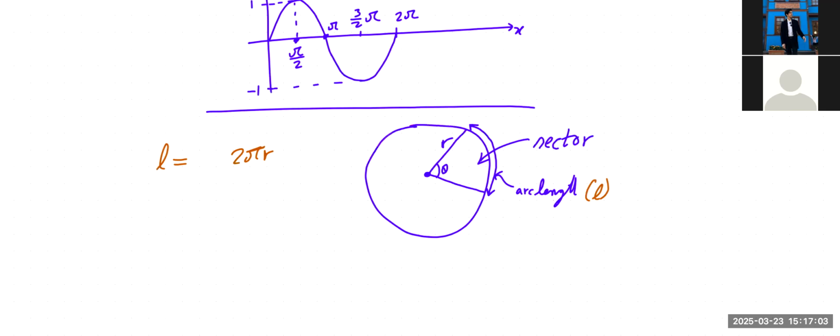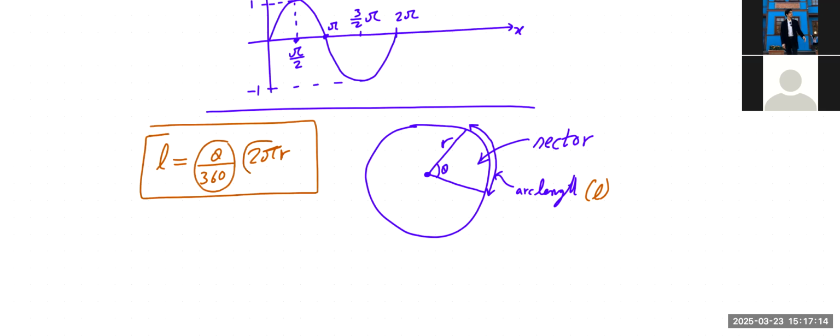But since we only want a part of it, how do I define that part? I say, out of 360 degrees, I only want theta degrees. So this formula makes sense, doesn't it? I want this fraction of 2 pi r, and that tells me the arc length. Make sense? Okay.